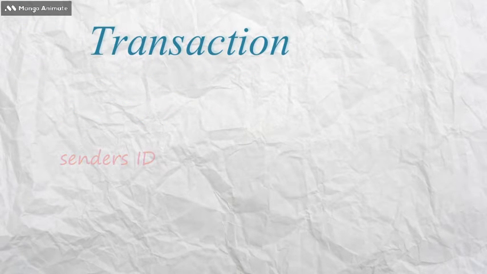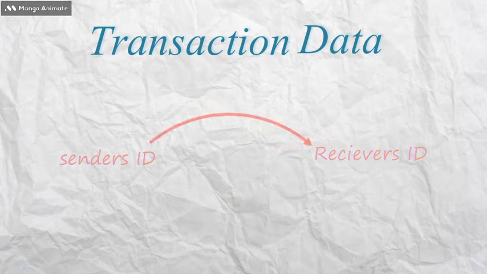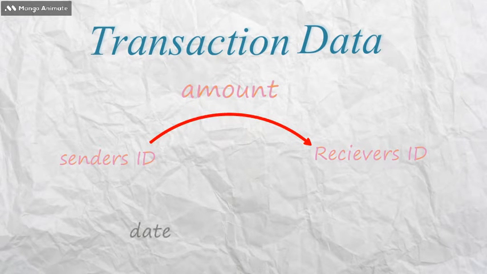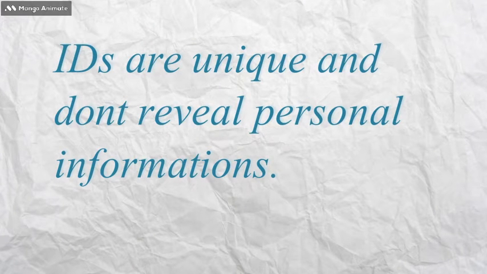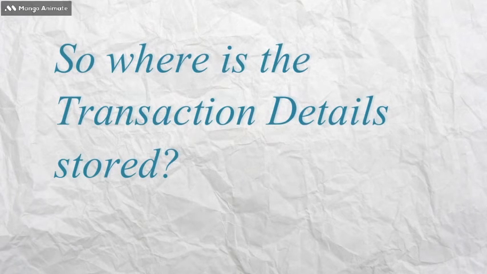Consider, you are sending a Bitcoin to your friend. This is called a transaction. The transaction data consists of the sender's ID, receiver's ID, transaction amount, date, and time. These IDs are unique and don't reveal personal information though. I said earlier that the transaction details are not stored in third-party servers, right? So where is it stored?